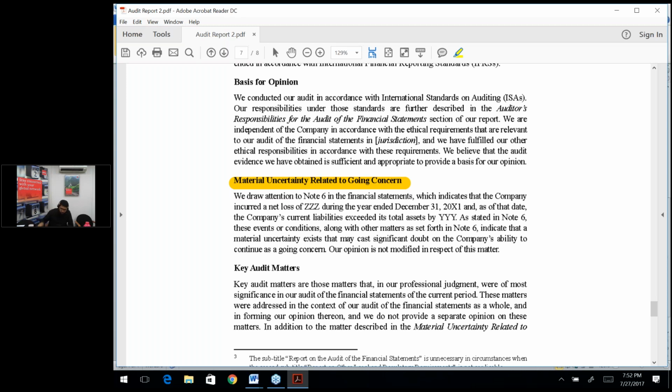Now, you would have seen that the basis for opinion is a normal audit report. The entity was facing a material uncertainty to going concern. So if the entity is facing a material uncertainty to going concern, what does it have to do? The only thing that the entity has to do with respect to it is to disclose this material uncertainty in the audit report. So that's what they have done. So I hope this is clear up till now.